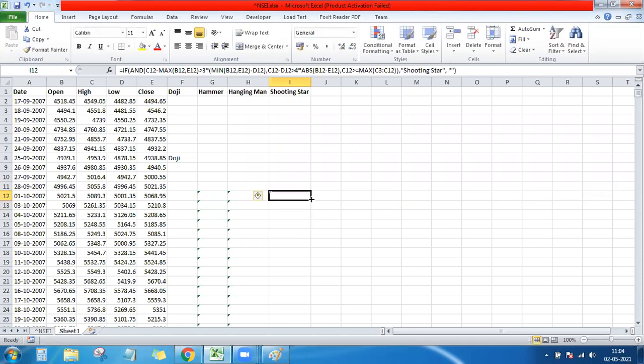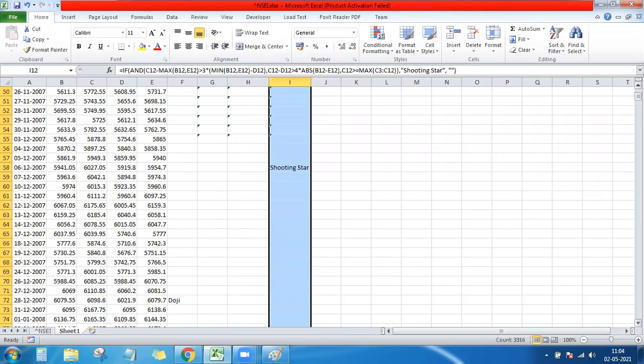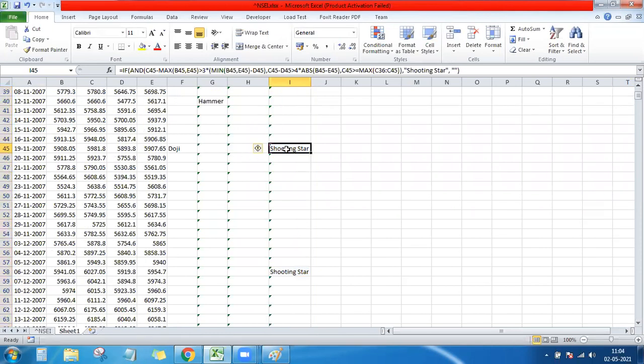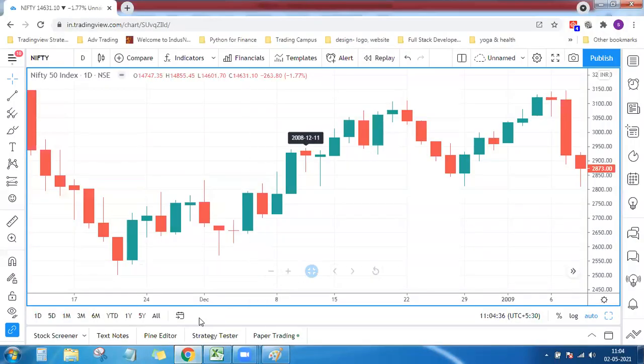Now double click this dot so that the formula will be copied onto every cell. Just scroll down and you'll get some shooting stars over here. So the same doji which you saw on 19th 2007 is also being shown as a shooting star because both the conditions are almost similar. Then on 6/12/2007, you have a shooting star.